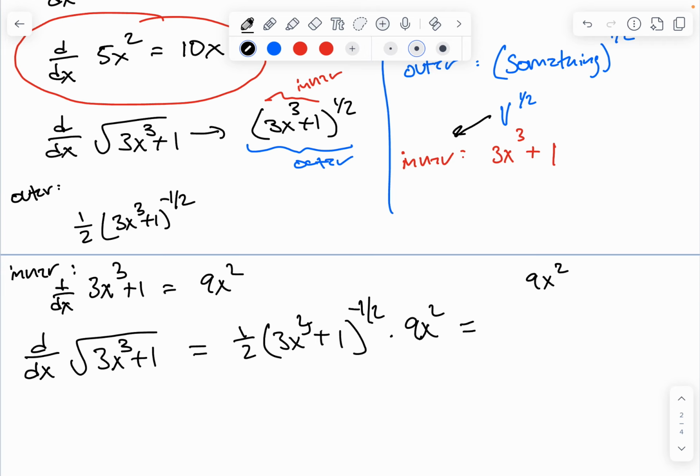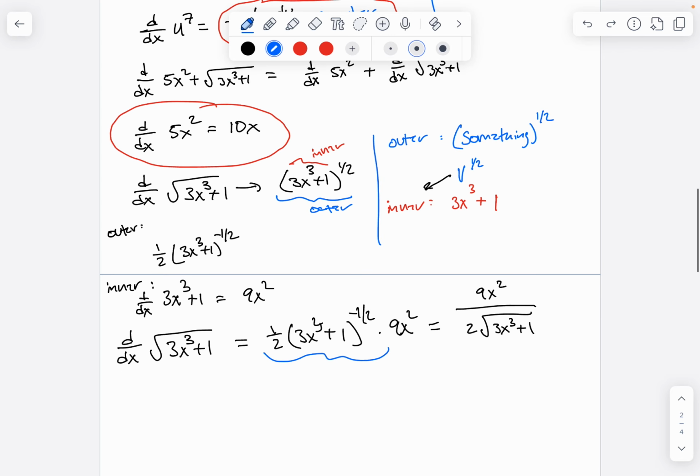Which equals, and we can rewrite this as 9x squared over 2 square root 3x cubed plus 1. Just how we got to this: the negative in the negative 1/2 immediately brings the 3x cubed plus 1 back down to the denominator. The 1/2 stays, so this 1/2 is right here. The 3x cubed plus 1 is now in the denominator to the 1/2 power, so that is just the square root. And 9x squared is on top.